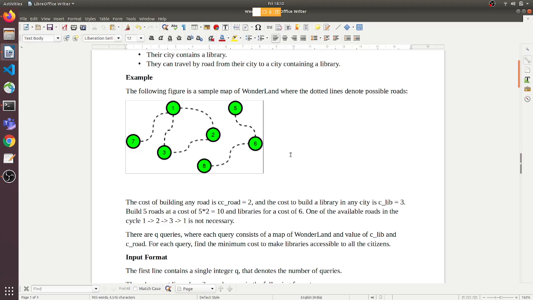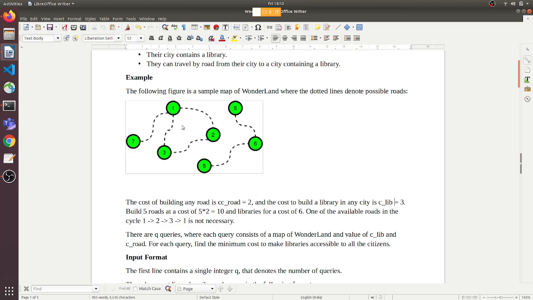Now you have to tell which roads can be constructed and where to construct the libraries so as to provide library access to all the citizens. Okay, and you will be given a cost of road construction, which is the same for all the roads. So let's call it CC road, which is the construction cost for the road. And you will also be given a cost to build a library, CLib.